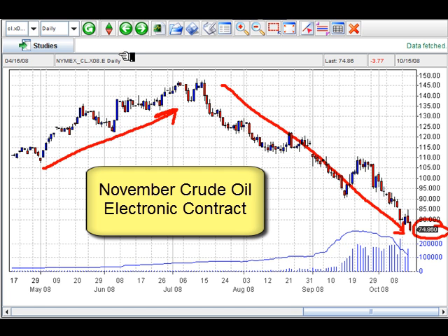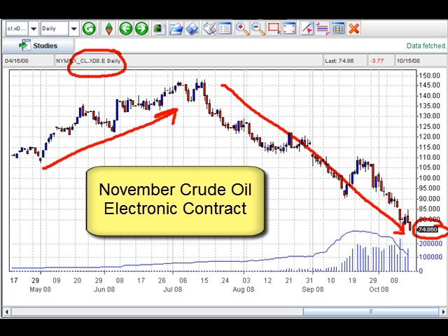This is the November contract, CL.X08E. That's the electronic version. And what we're going to look at are our trade triangles, and how if you trade on the trade triangle theory and technology, you don't have to read the newspapers, you don't have to look at the news.